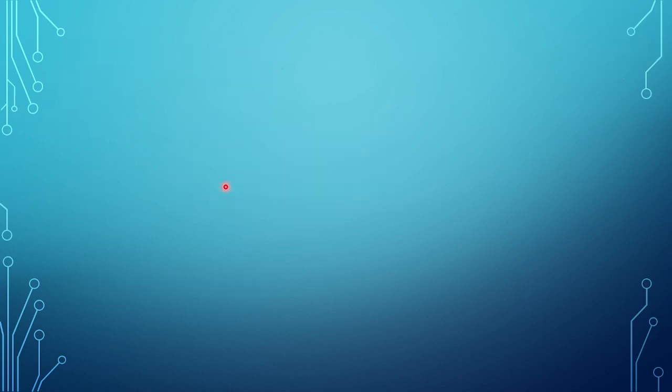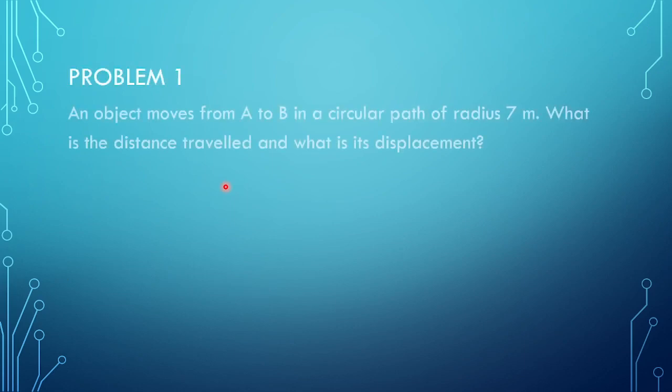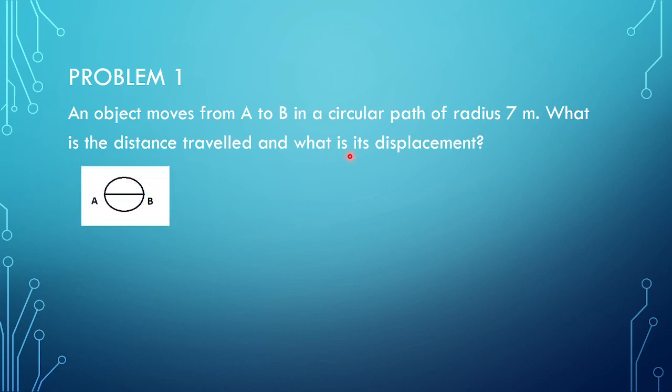Now we will take up a problem on this for our better understanding. In this problem, an object moves from A to B in a circular path of radius 7 meters. We have to calculate the distance traveled and its displacement. Now we will take this as an example. The path between A and B can be somewhere like this or else somewhere like this.